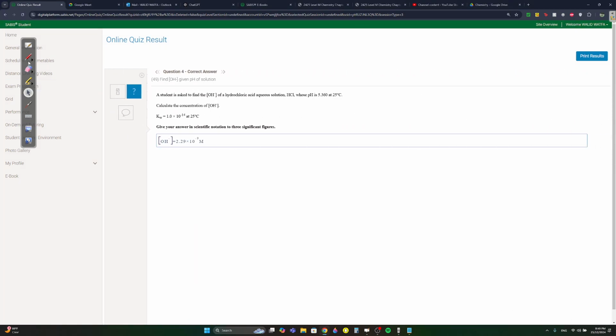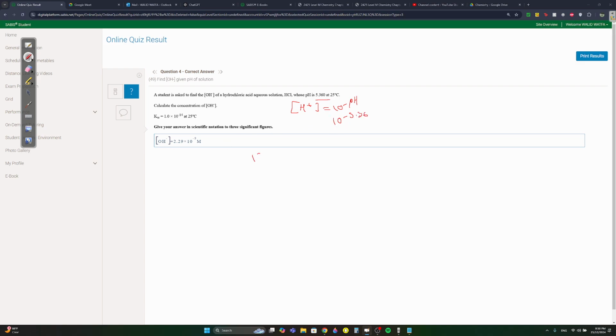Question 4. A student is asked to find the concentration of OH minus of a solution whose pH is 5.36. How do you find OH minus? You can find H plus because the concentration of H plus is equal to 10 to the power of minus pH. So H plus here is going to be 10 to the power of negative 5.36. This is my H plus.